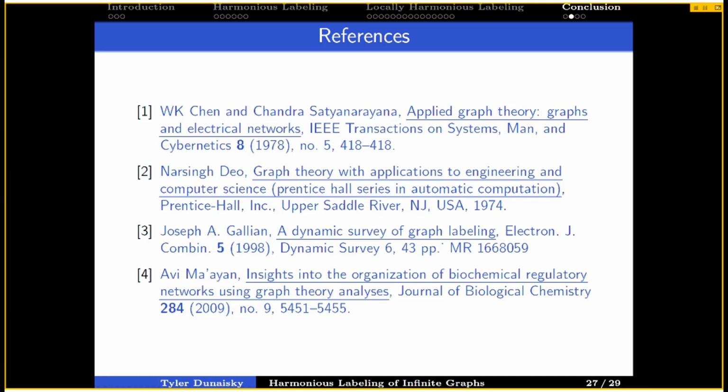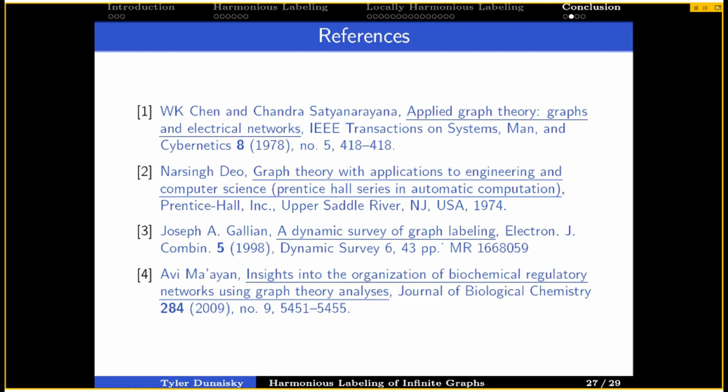What about a semicircle? If you represent it as a graph, would that be harmonious? That would probably be a path. How much work has been done on infinite graphs? We were the first to really consider it infinite, but there were over 2,000 papers on graph labeling in general, so not too many.